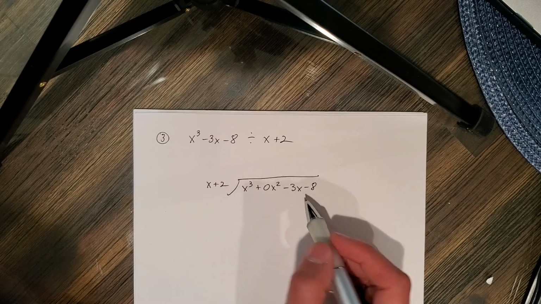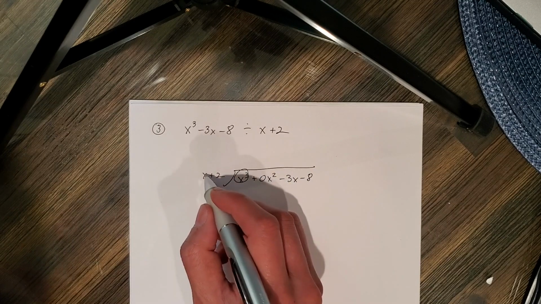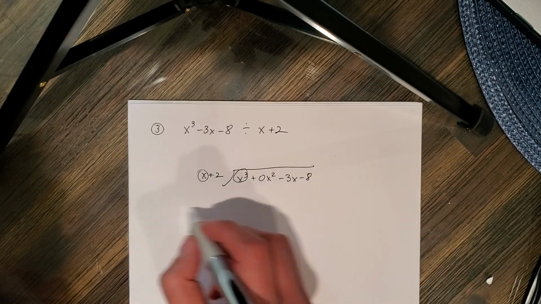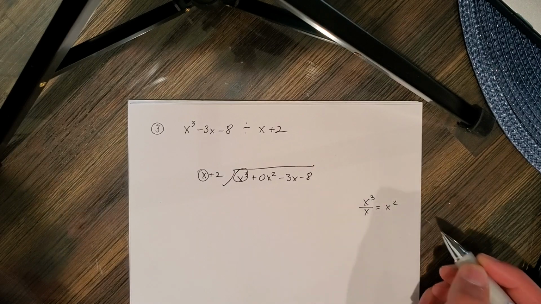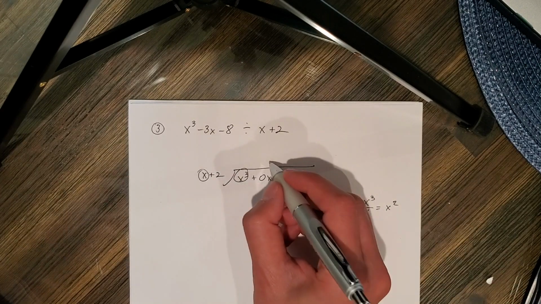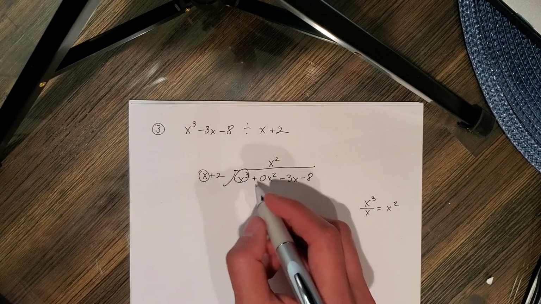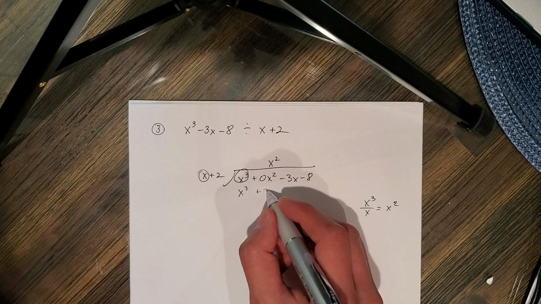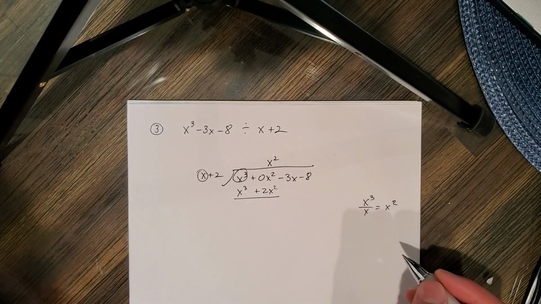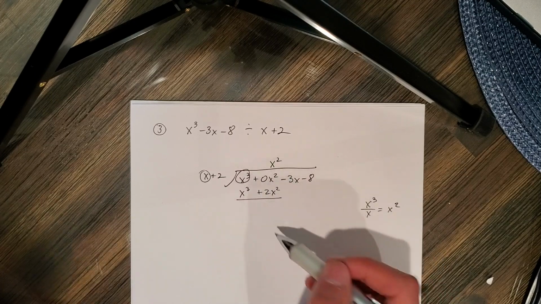All right, and then we can just do it as we were doing all the other problems. So let's go ahead and take the first term here and divide it by the first term there. So it'll be x to the third divided by x. Well, that's just going to be x squared. Okay, so let's go ahead and put x squared right above that one. And then multiply. x squared times x is x cubed. And x squared times 2 is going to be 2x squared. Okay, see how all the terms line up? x cubed, x squared. Everything's lined up nicely.